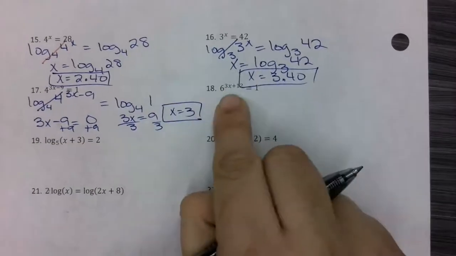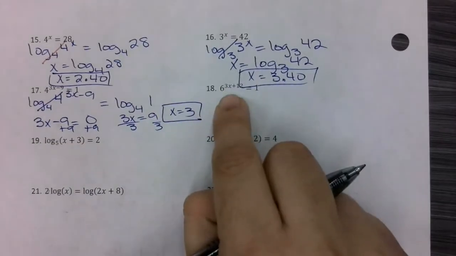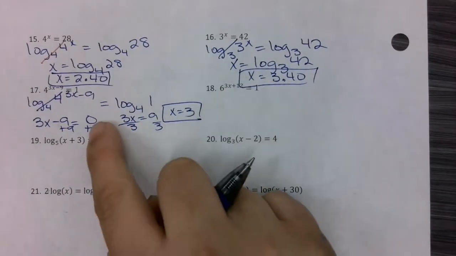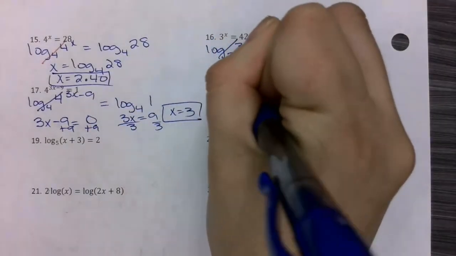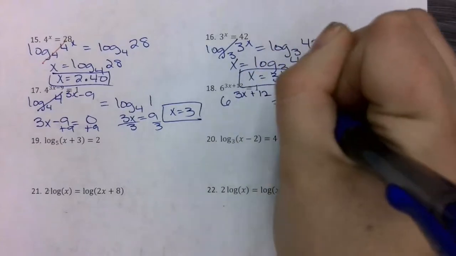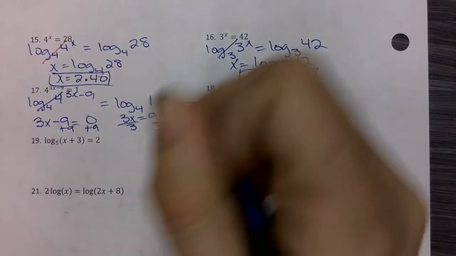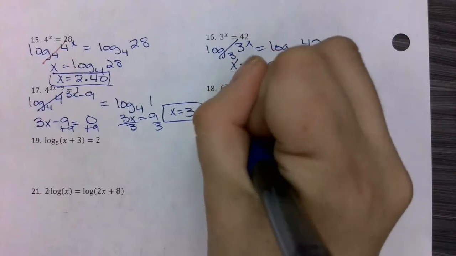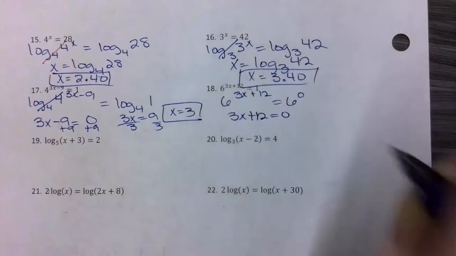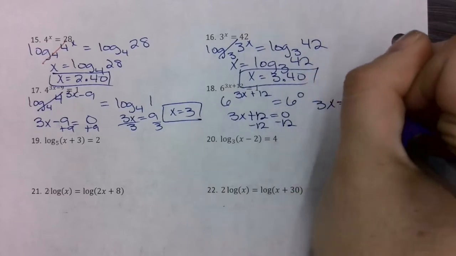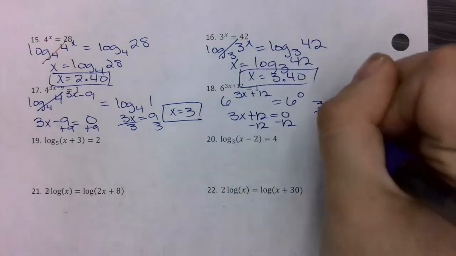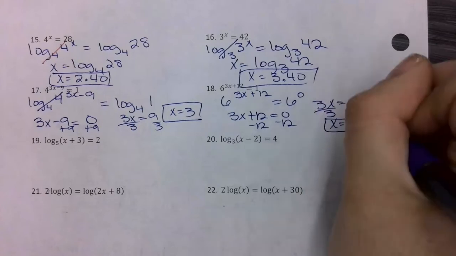I could do the same thing with number 18, or I know that anything to the 0 power is 1. So I could solve it this way by rewriting that 1 as a power of 6. Then I have my two exponents I can set equal to each other. I subtract 12. I have 3x equals negative 12. Divide by 3, x equals negative 4.